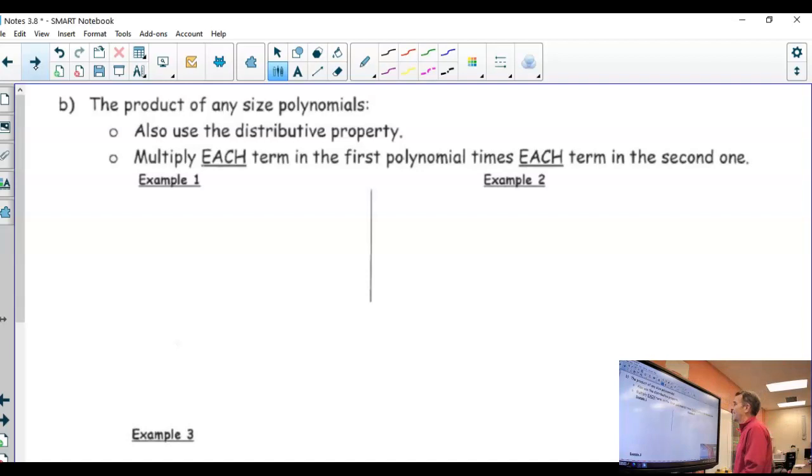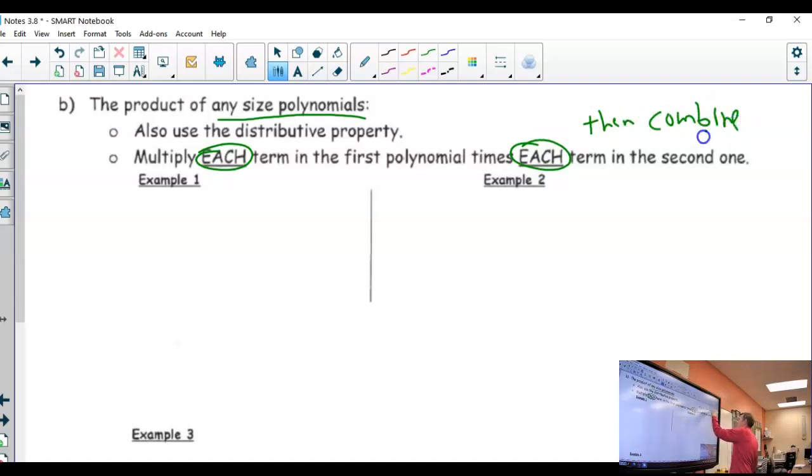But how about any size polynomials? So for this, you technically still use the distributive property. You simply multiply each term in the first polynomial times each term in the second polynomial. And then, maybe I should have put this up there, combine like terms. So let me do a couple of these and we'll be done.